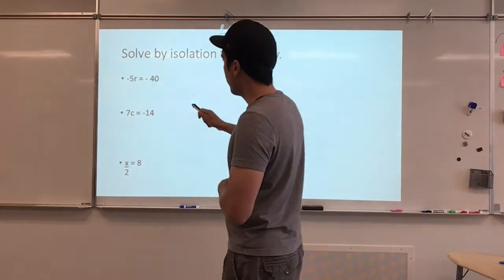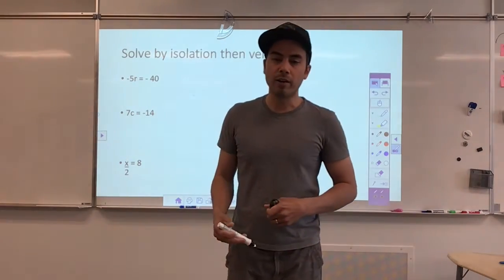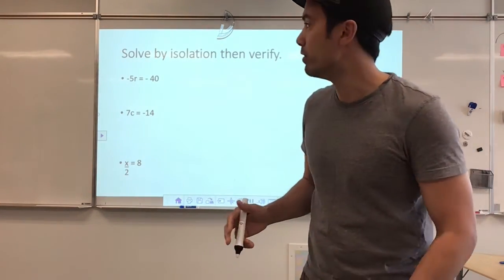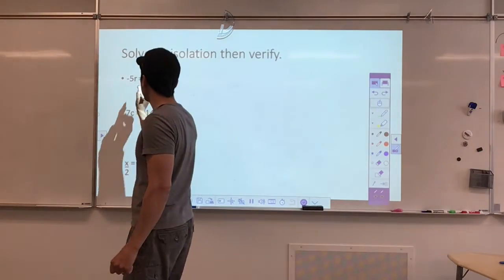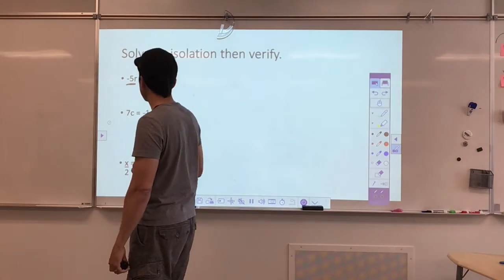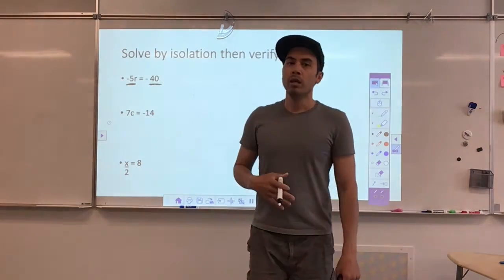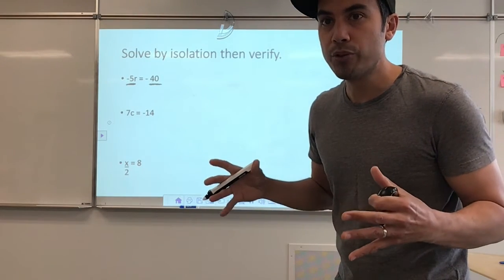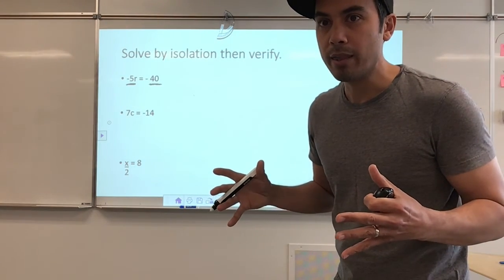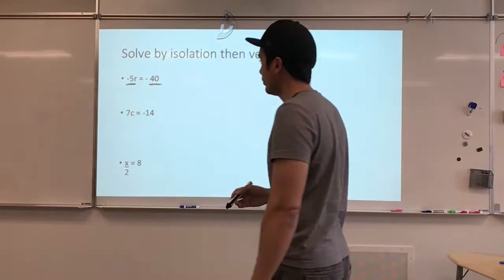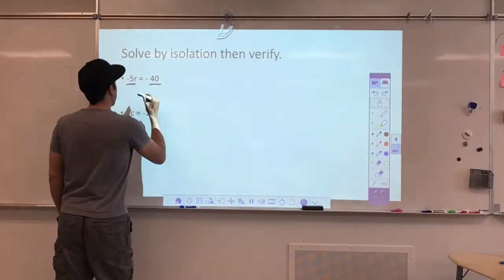So if r is being multiplied by negative 5, I want to choose the opposite operation to multiplication, which is division. So I'm going to divide both sides by the same thing, because I want to keep things in balance. Again, I want to divide both sides by something in such a way that r can be alone, so that my variable is by itself. And I'm going to pick negative 5.